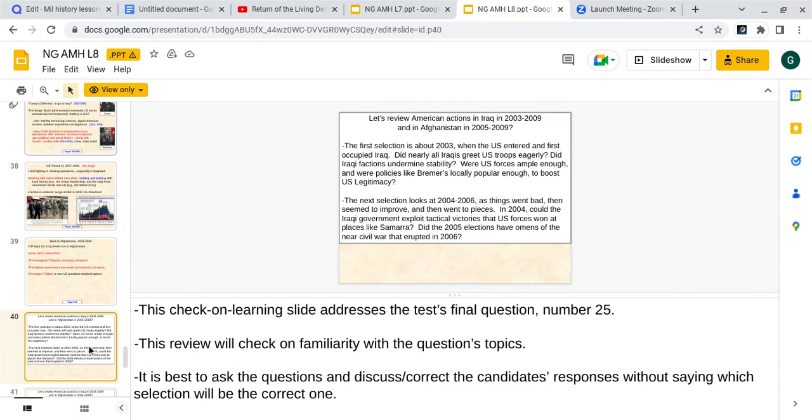Were U.S. forces ample enough, and were policies like Bremer's locally popular enough to boost U.S. legitimacy? So no. Once we got to Iraq, U.S. legitimacy plummeted because policies from Bremer were failing in Iraq, and the U.S. forces were too small to maintain legitimacy. Then from 2004 to 2006, things went bad, then seemed to improve, and then went to pieces. In 2004, could the Iraqi government exploit tactical victories that the U.S. forces won at places like Samarra? No, they couldn't. Samarra was a failure, and the Iraqi government could not exploit tactical victories that the U.S. made.